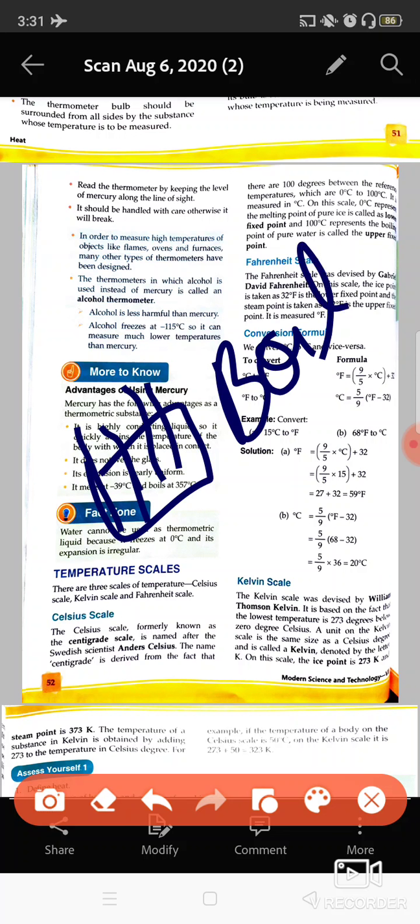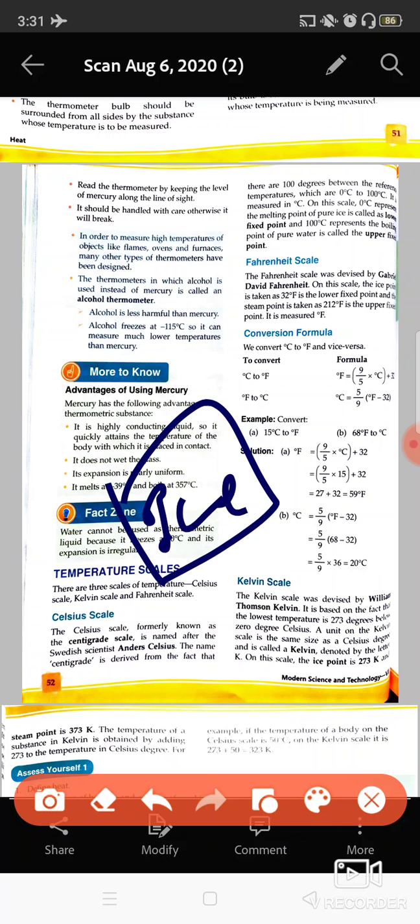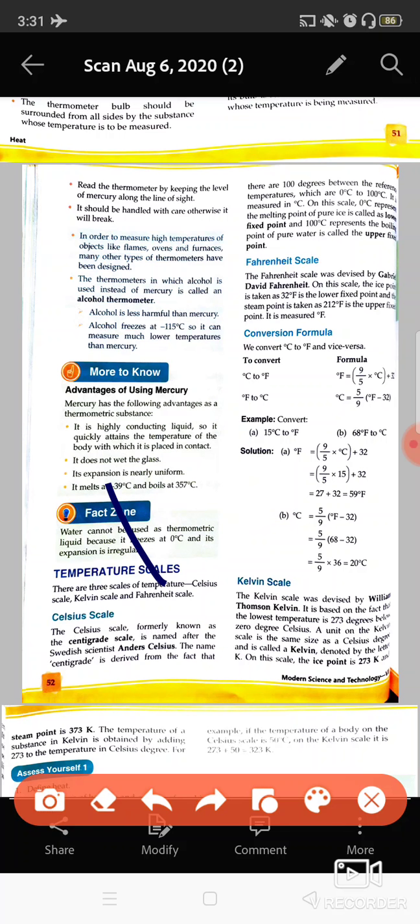The water boils at 100 degrees Celsius, and the lower point is the one at which the water becomes ice. This point is also known as the ice point. On the other hand, we have the Fahrenheit scale, which was given by David Fahrenheit, and it has a lower point that is 32 degrees Fahrenheit, and its upper point is 212 degrees Fahrenheit.